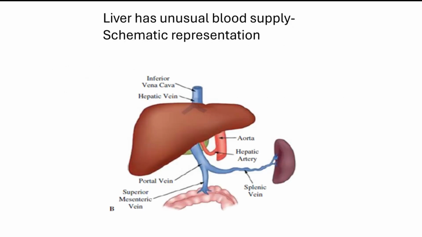So this is the same thing that I explained. This is a schematic representation. The portal vein comes from the gut, and the splenic vein also joins, and that's the portal vein. The aorta gives rise to the hepatic artery. That's the hepatic artery entering the liver portal. And in the liver, all the veins form together the hepatic vein and then join the inferior vena cava.